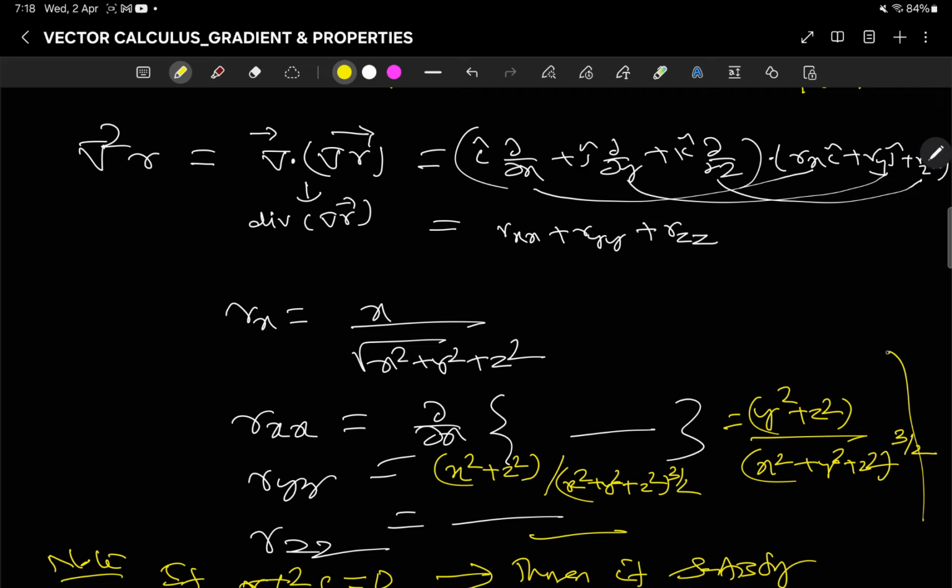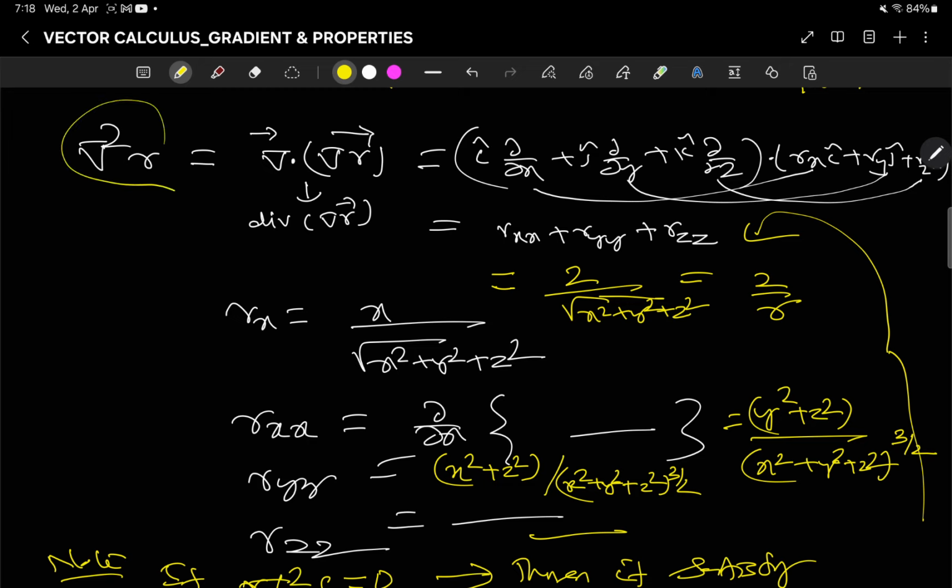And if I substitute all this here, this will give me 2 by the square root of x square plus y square plus z square. It is here 2 by r. So the answer here will be, del square r is 2 by r. Okay, you can work out the details yourself.